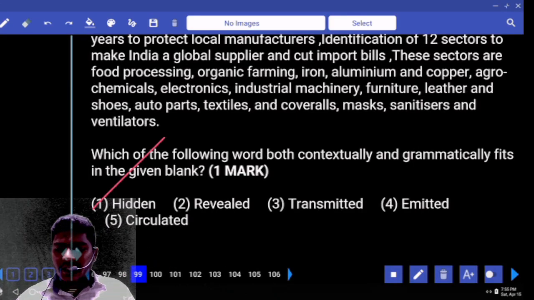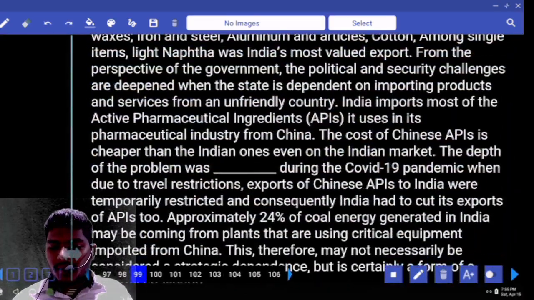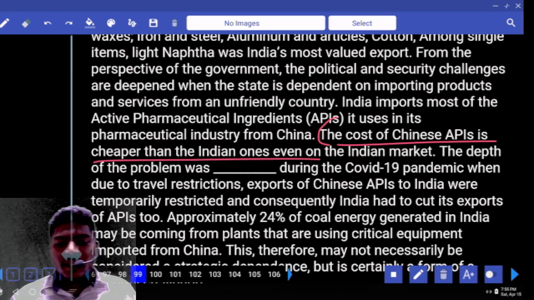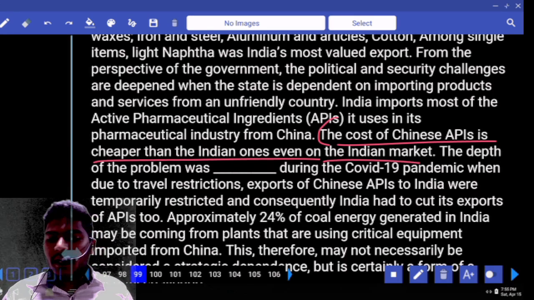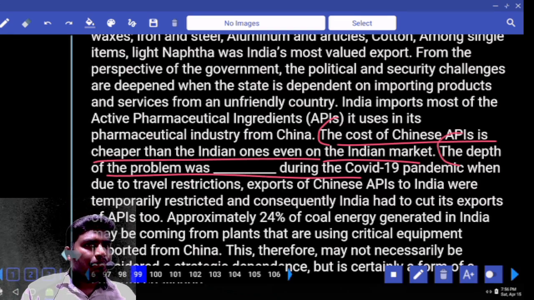Next, move to 99. Contextual grammatically, which puts the blank. Where is the blank? Look at the beginning one. The cost of the Chinese APIs is cheaper than the Indian ones, even on the Indian market. The depth of the problem was dashed during the COVID-19.